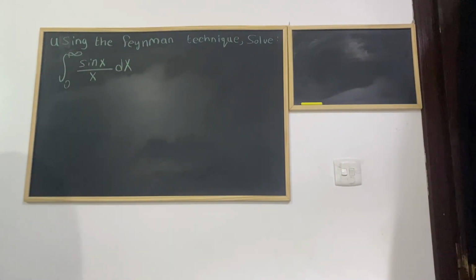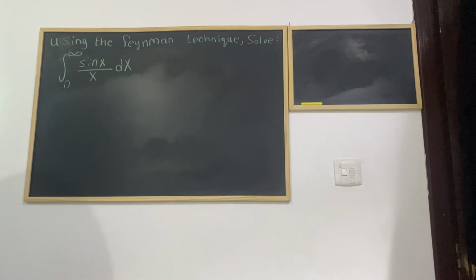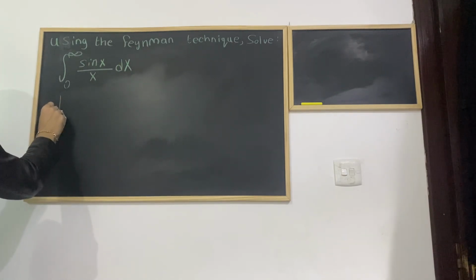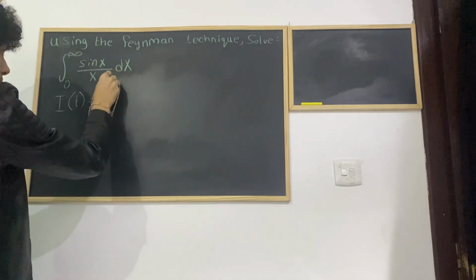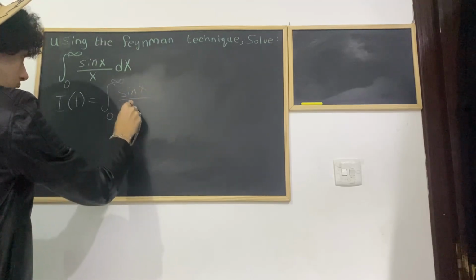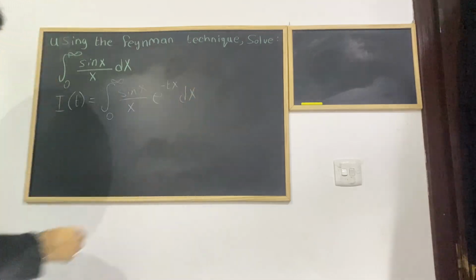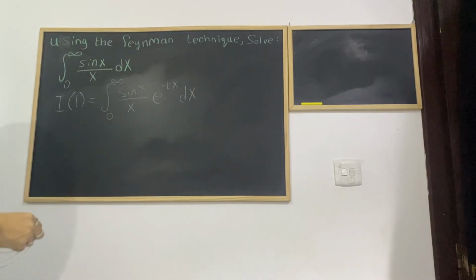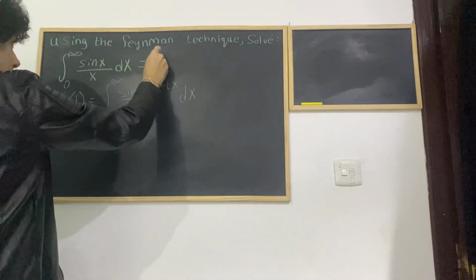The correct way of evaluating this integral using the Feynman technique is to multiply the entire function inside the integral by e to the power of negative tx. So let me show you this. So I of t is equal to the integral from 0 to infinity of sine x over x multiplied by e to the power of negative tx dx. Now notice that if we take t as 0, this integral turns into our main question. So we can equate this to I of 0.